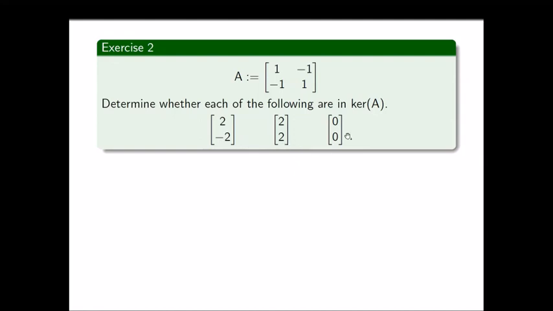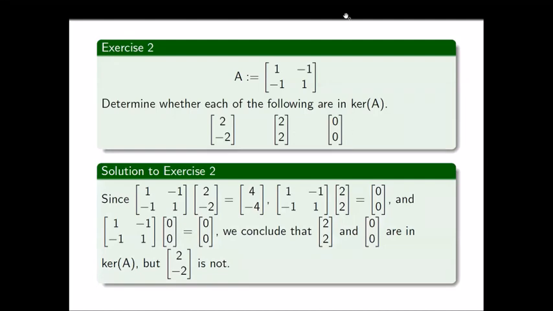So it's not very hard. All we have to do is multiply this matrix with these vectors, and if the result ends up being the zero vector, then the vector in question is in the kernel indeed, and if not, then it's not. So we multiply our matrix A to (2, -2), and we get (4, -4). We multiply this matrix A to (2, 2), and we get (0, 0). And we multiply this matrix to (0, 0), and we of course get (0, 0). So we conclude that the vectors (2, 2) and (0, 0) are in the kernel, but the vector (2, -2) is not.